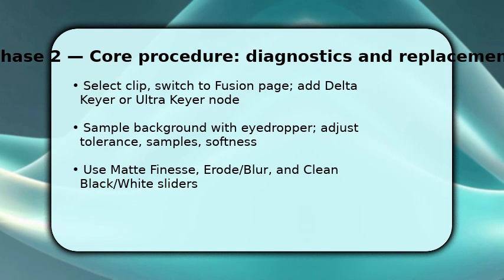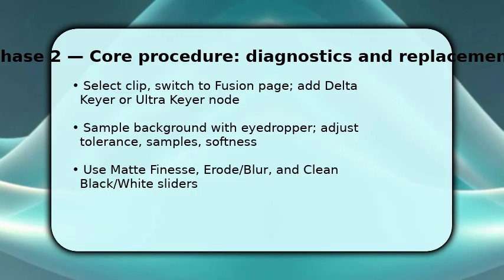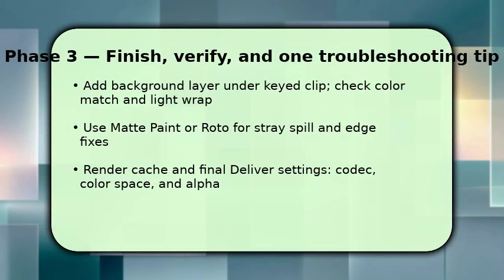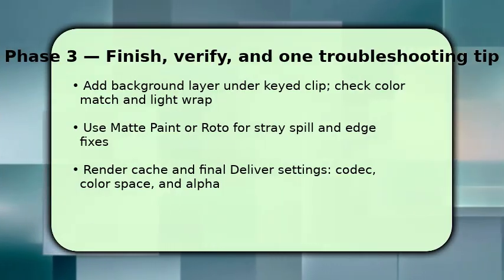You finish by compositing the keyed clip over your background and solving remaining issues. Place the background on a lower track and enable a light wrap to blend edges realistically. Adjust wrap strength to avoid haloing.